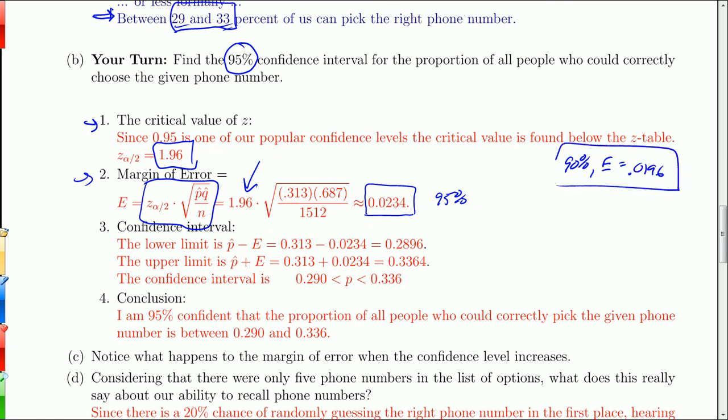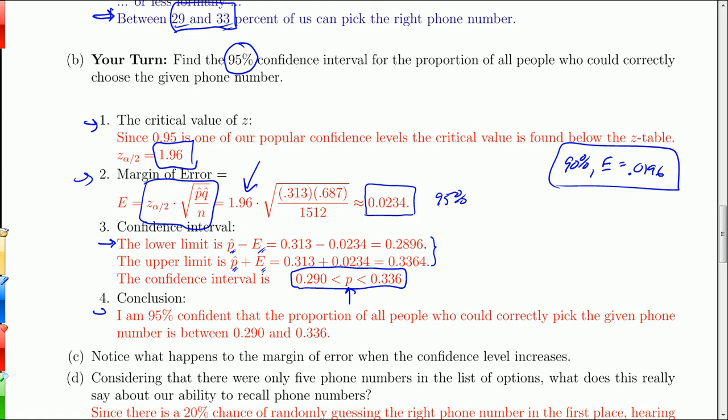0.0196. So notice, as my confidence level increased, my margin of error increased as well. To create the confidence interval, the lower limit is the sample proportion minus the margin of error. The upper limit is the sample proportion plus the margin of error. So I get these as my limits, and for my confidence interval, I just take my upper and lower limits and stick p in between, representing the population proportion, which is unknown, but we suspect it is between 0.290 and 0.336.